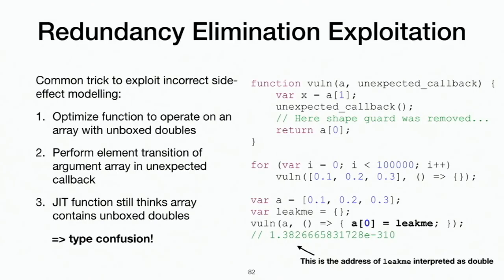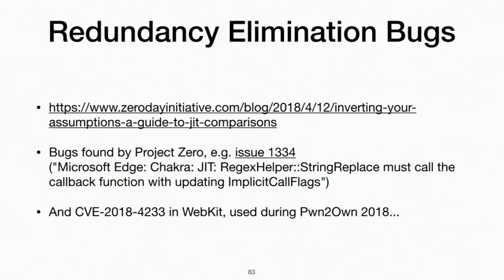Then when the callback returns, the JIT code still thinks that the array is storing unboxed doubles, but it's now storing pointers. So what it would do is fetch this pointer, treat it as a double and give it back to you. You would get this weird looking double, which is essentially the address of this object in memory. So that's an info leak. We get a type confusion. That's basically what we achieve here.